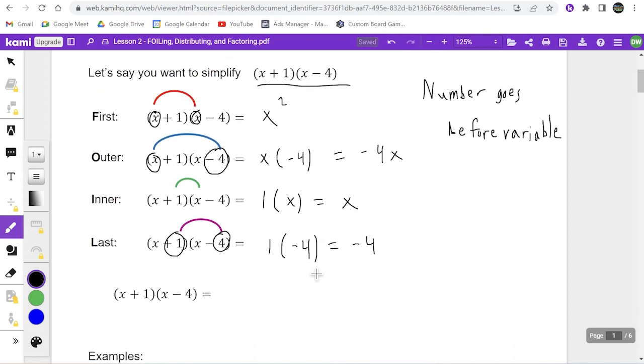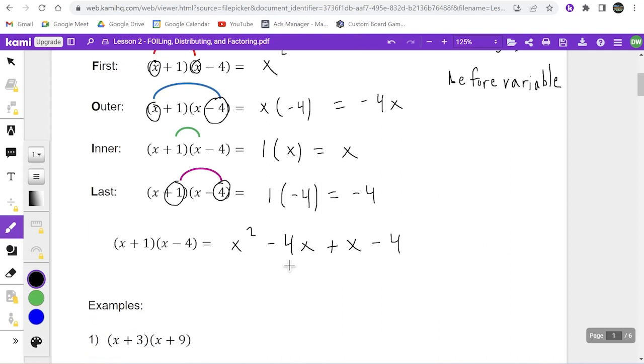And so then for your final answer, you just have to add these four things together. x squared, negative 4x, x, and minus 4. You will get x squared minus 4x plus x minus 4, just like this. And then it looks like we can simplify the negative 4x and the plus x, so we'll get a final answer of x squared minus 3x minus 4. And that's the basics for foiling.